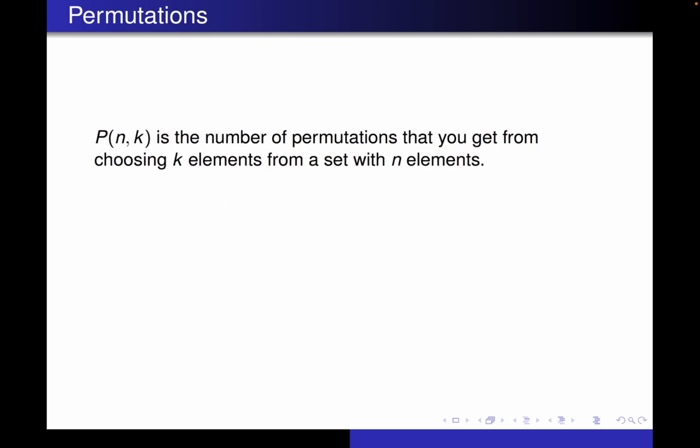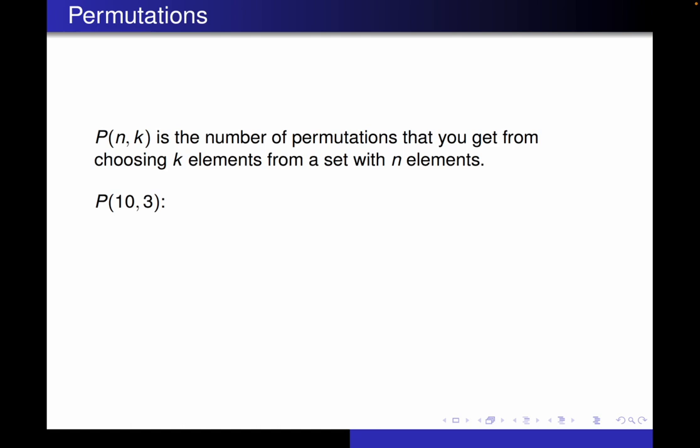So now I'm going to introduce some notation related to permutations. There are 2 things going on with permutations, right? There's the number of elements in your set, and there's the number of elements that you're choosing from that set to make your permutation. So that's why the notation has 2 variables. P(n,k) is the number of permutations that you get from choosing k elements from a set with n elements.